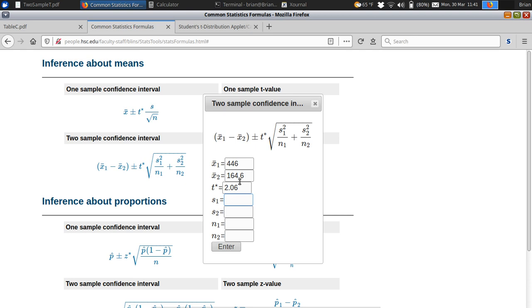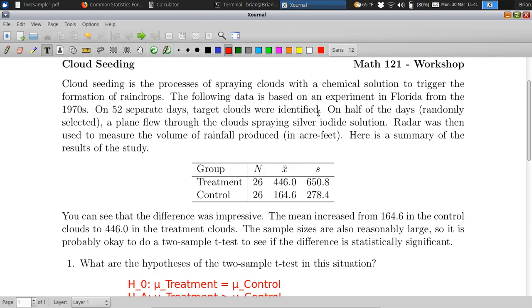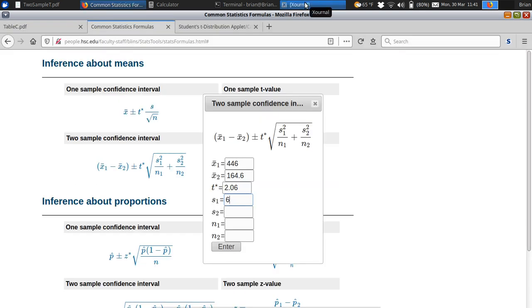And the two standard deviations, you can go back to the table and look those up. It was 650.8 and 278.4. And the two sample sizes were both 26.